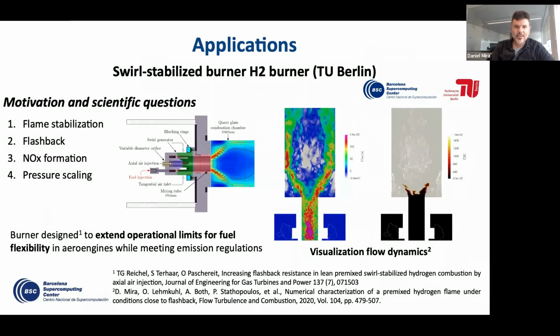In this case, this is a fuel stabilized burner with axial air injection that has been designed at the Technical University of Berlin to operate with high flexibility under different types of fuels. We've been looking into this burner in the past in premix conditions, and now we are looking into the effects of fuel air mixing on the flame characteristics.